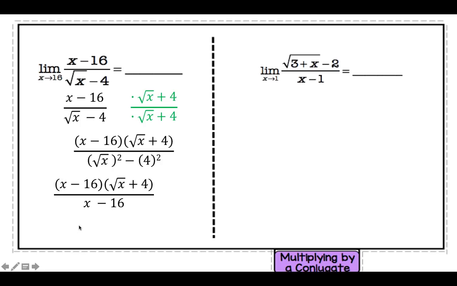Awesome. So as you can see here, by multiplying by the conjugate, I get rid of the x minus 16 and I'm just left over with the square root of x plus 4. So great. So the square root of x plus 4, all you got to do is plug in your 16. The square root of 16 is 4. 4 plus 4 is just going to give you 8.